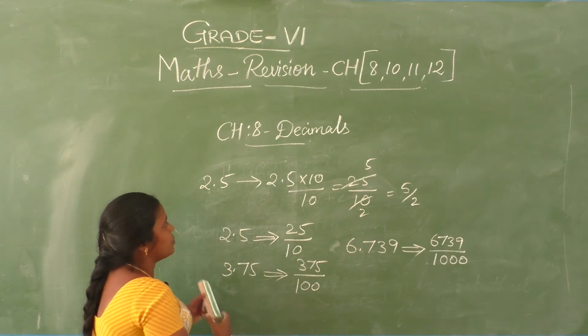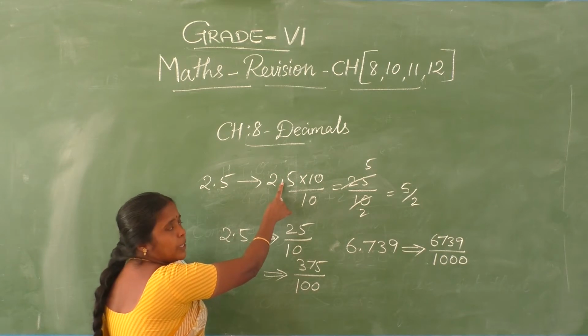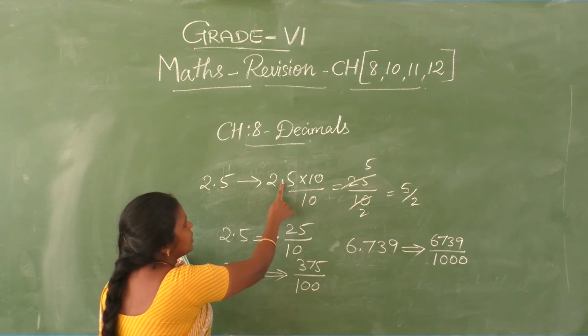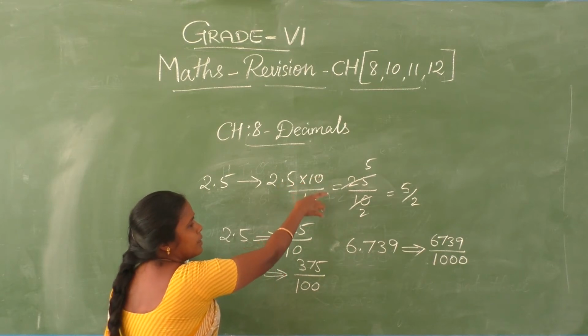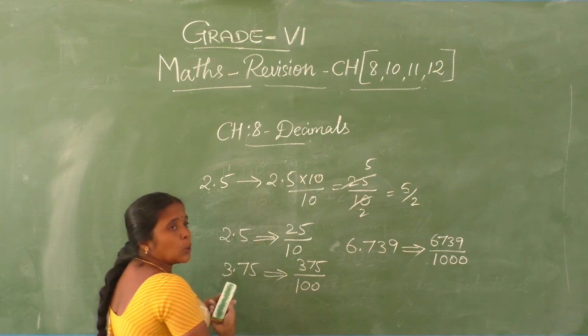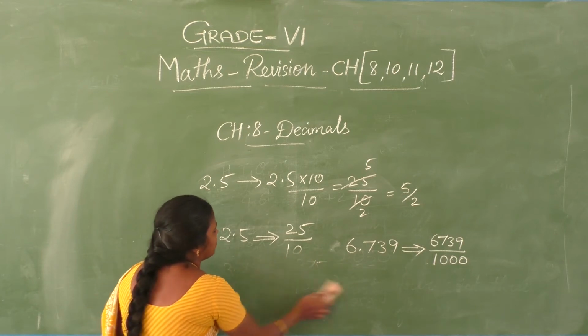But the real procedure is, you have to eliminate this decimal point. Keep it in mind. For eliminating this point, 1 digit means you multiply by 10 over 10, 2 digits means 100 over 100, 3 digits means 1000 over 1000. This is the procedure.